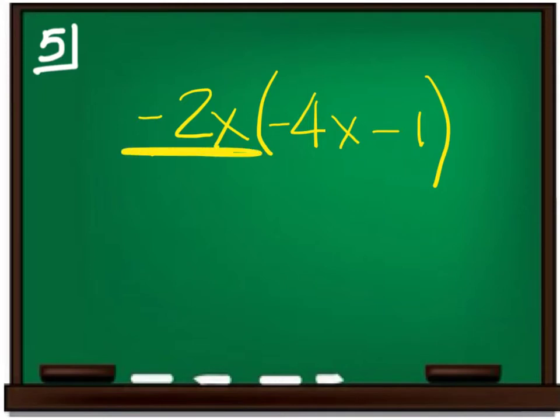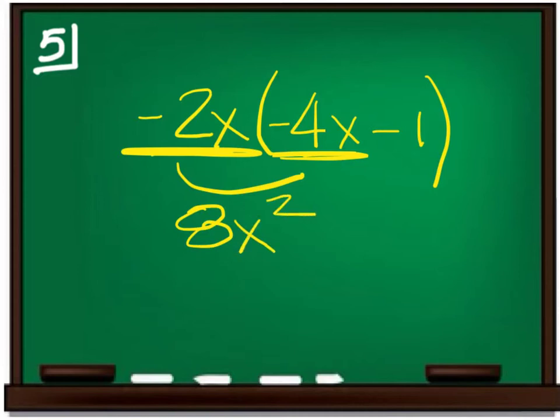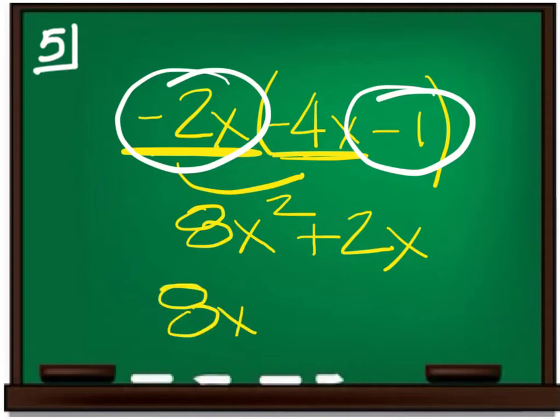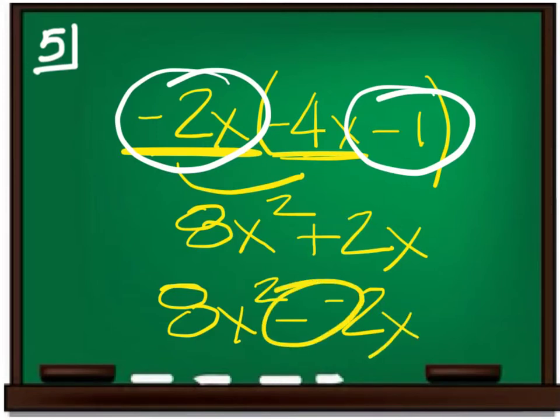A negative 2 times a negative 4 is a positive 8. X times x is x squared. A negative 2x times a negative 1 is a plus 2x. We do not write things like this: 8x squared minus a negative 2x. We don't write things with two signs in there. It's not going to count. That's unsimplified.